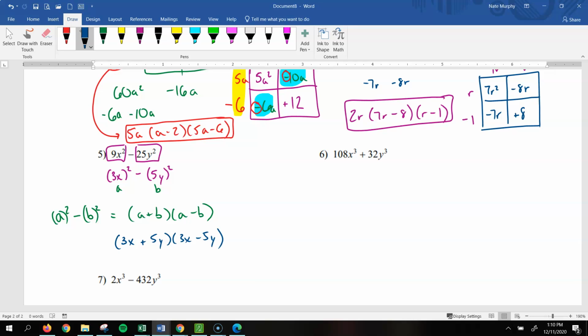The one thing I did forget to mention was we still want to look for a greatest common factor for these. And if we have one, factor it out. In this case, we do not have a greatest common factor.